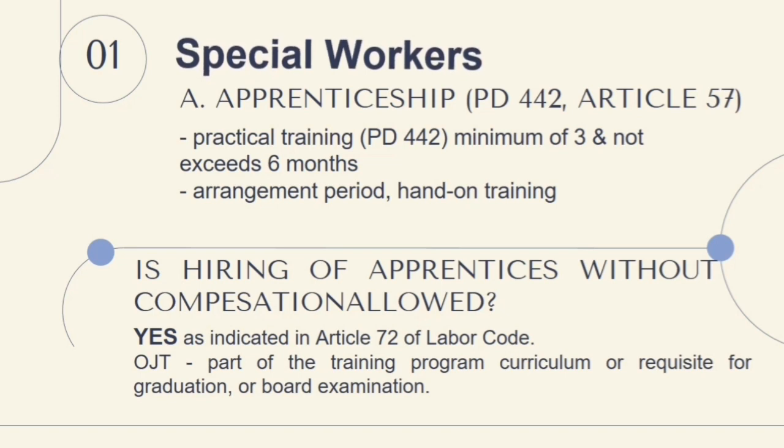So according to Article 72 of the Labor Code, this is actually allowed. So on-the-job training as part of the training program of curriculum or requisite for graduation or for board examination. And under this apprenticeship, there is no employee or employer relationship, but there is actually a written agreement. And always remember that the privilege to study, which is free of charge.